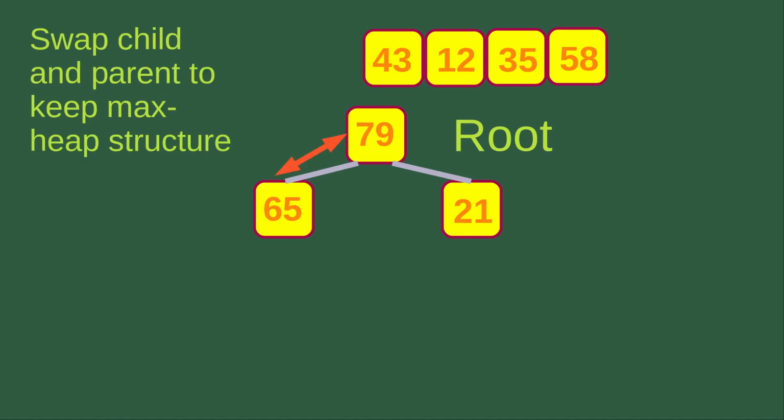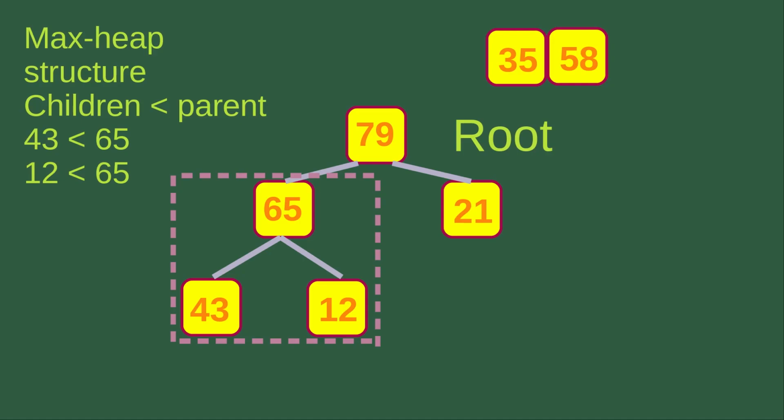So in this case, we have to do the swapping between 65 and 79. After the swapping, we can see that the max heap structure can be maintained. So in this case, both the children are smaller than the parent. And then we are going to put two more elements to the max heap structure. And after we put these two elements, we need to check whether the max heap structure is still maintained.